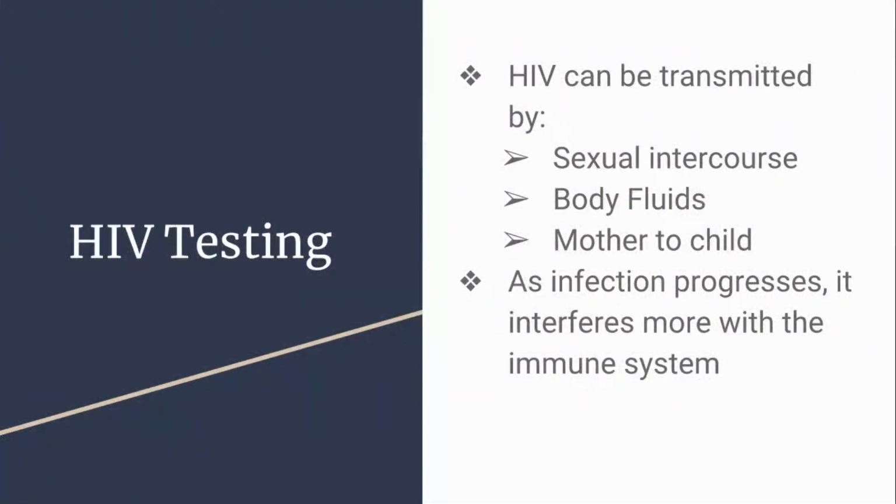HIV testing. HIV can be transmitted by sexual intercourse, body fluids, or from mother to child, which is 90% of the reasons. As the infection progresses, it interferes more with the immune system, increasing the risk of common infections like tuberculosis, as well as other opportunistic infections, and tumors that rarely affect people who have a working immune system.